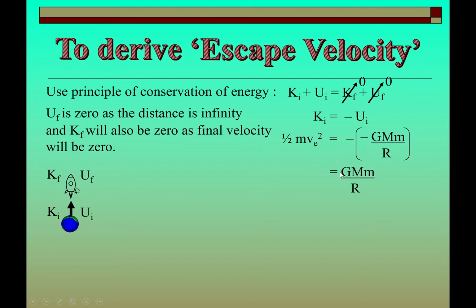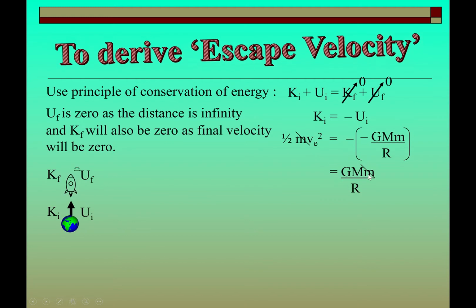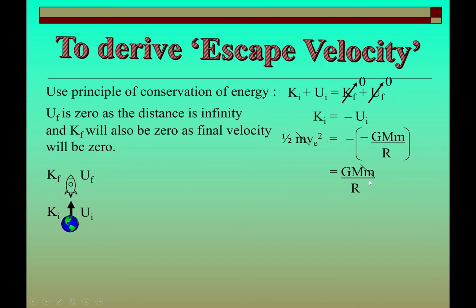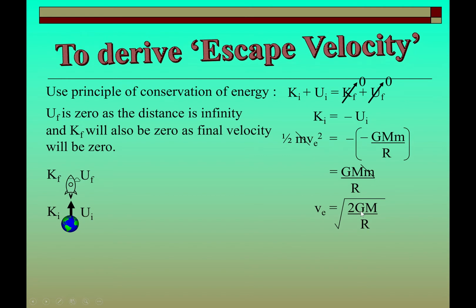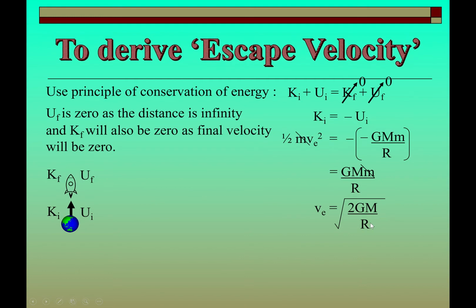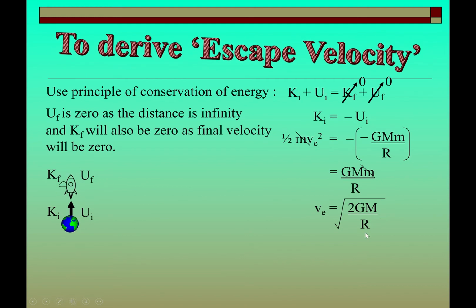Negative and negative become positive. And we cancel out the m, the mass of the rocket. So therefore, the escape velocity equals the square root of 2GM per R, where G is the gravitational constant, M is the mass of the planet, and R is the radius of the planet.